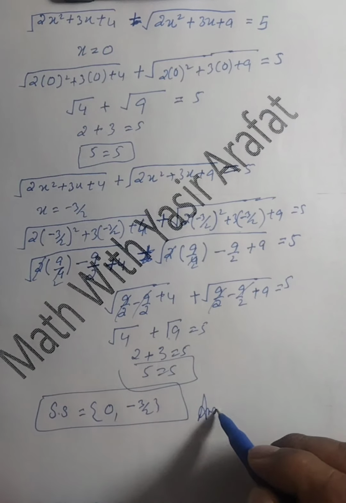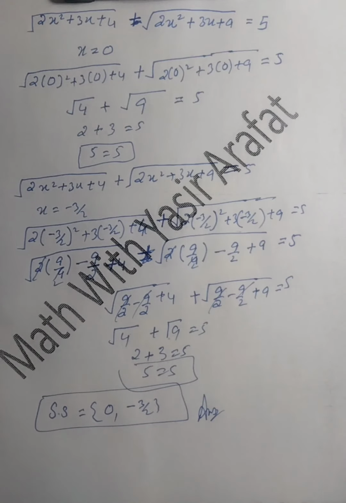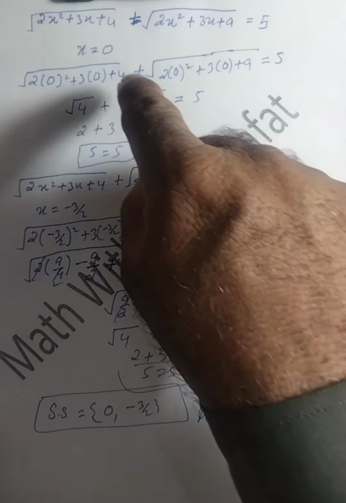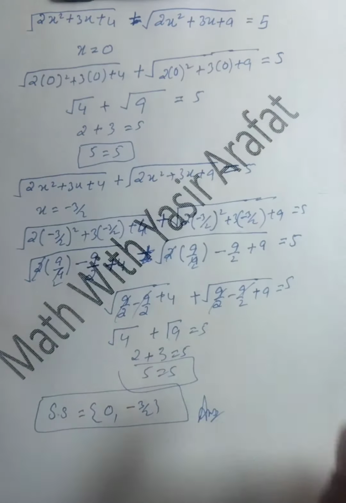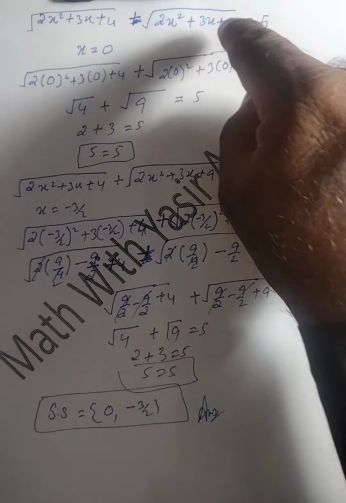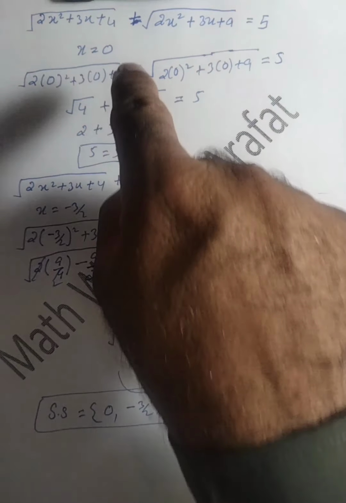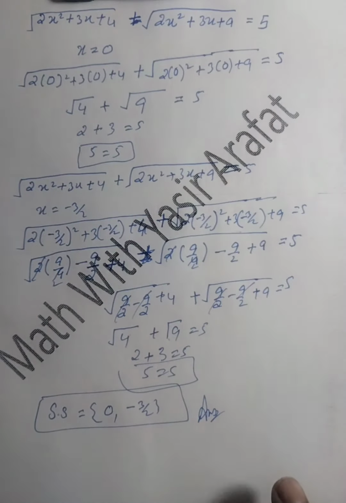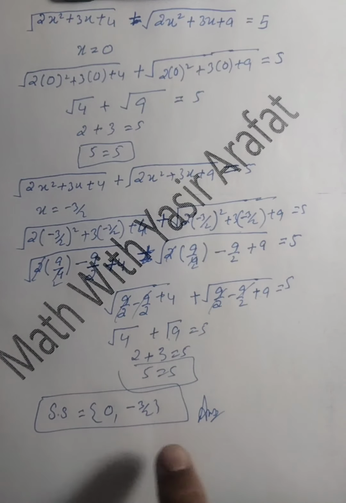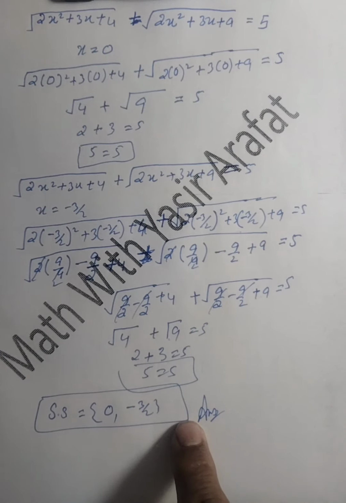So dear students, always remember that when we are going to find out the solution of the radical equation, we have to check whether the value of x satisfies the question or not. If it is satisfied, then it will be the part of the solution set. Otherwise, if it is not going to satisfy the question, then that value of x will not be the part of the solution set here.